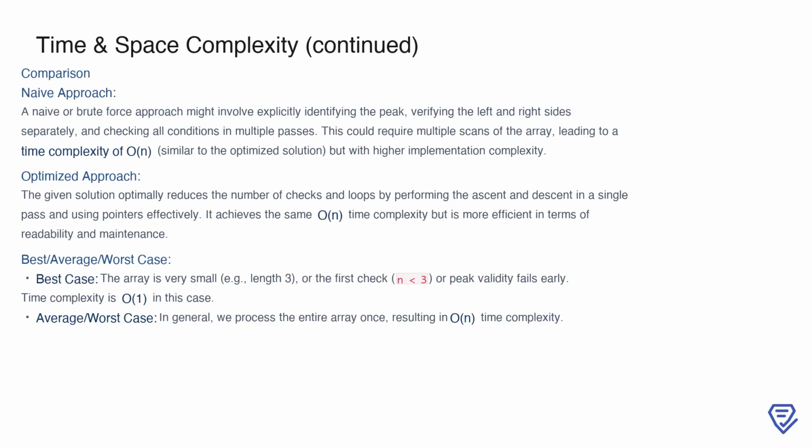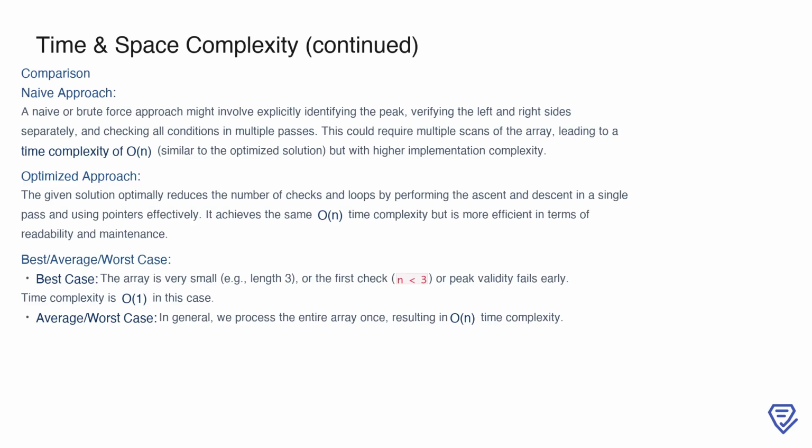When comparing approaches, a naive solution might involve explicitly identifying the peak and checking the left and right sides of the array separately. While this could still achieve O(n) time complexity, it involves multiple scans of the array and is more cumbersome to implement. In contrast, the optimized approach presented here simplifies the logic by combining the ascent and descent into a single pass using a pointer. This achieves the same O(n) time complexity but with cleaner, more efficient code.